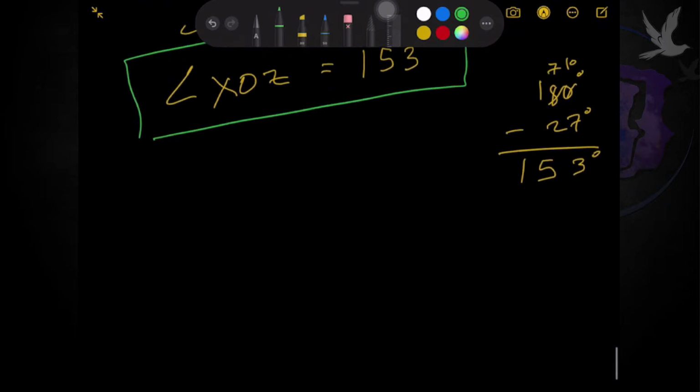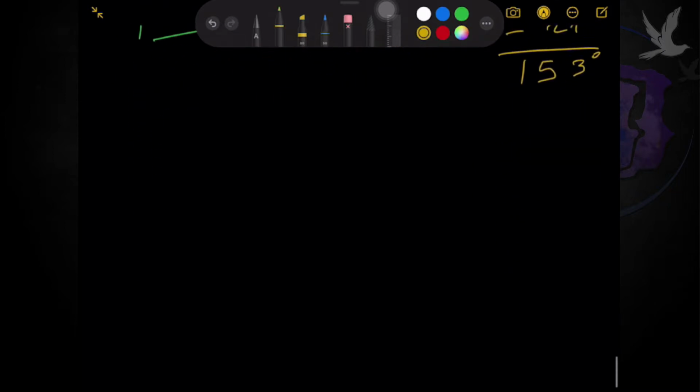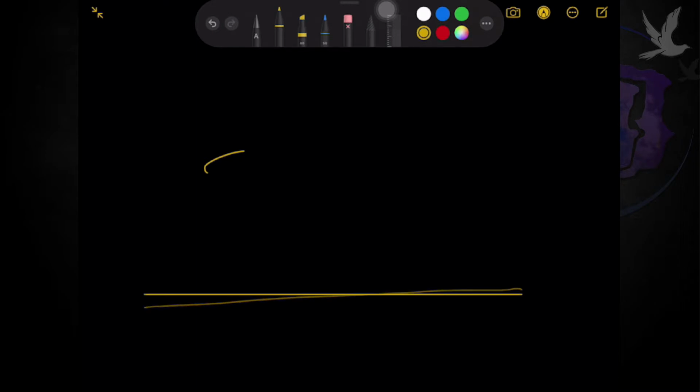Okay, now what if you're going to encounter 2 missing angles rather. Points A and B.